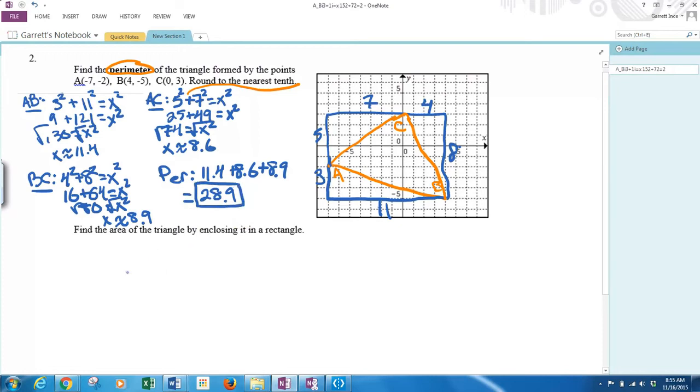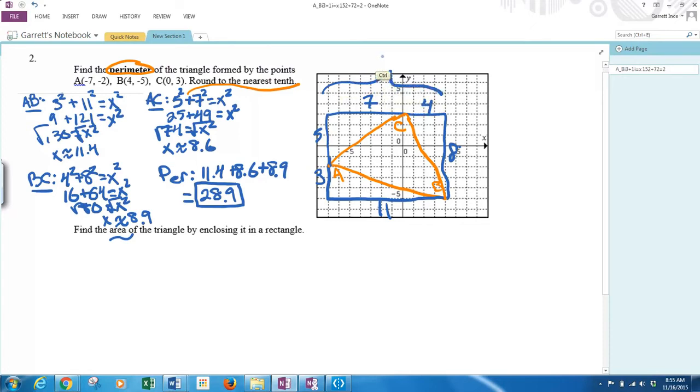Okay, moving down to the second portion of this question. It says to find the area of the triangle by enclosing it in a rectangle. Well, I'll tell you what, I've already done that. I think it might be helpful to recognize that this rectangle has two larger sides that we should know about.